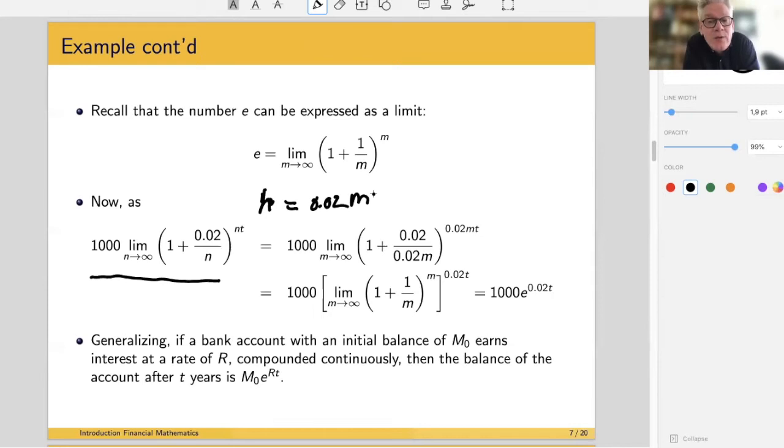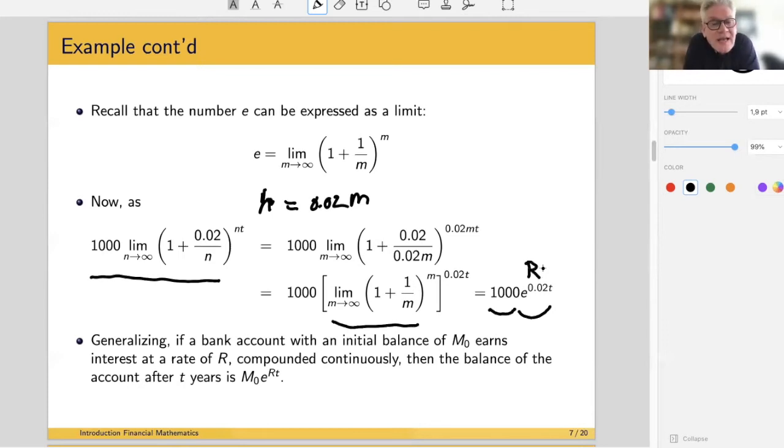And here we recognize that limit that gives us e, right? We do some rewriting. 0.02 cancels out, and we see it's 1,000 times the limit as m goes to infinity of (1 + 1/m)^m, to the power 0.02 t. Because this is e, the exponential, we end up with 1,000, the amount initially invested, times e^(0.02 t), where 0.02 is, of course, our interest rate R.